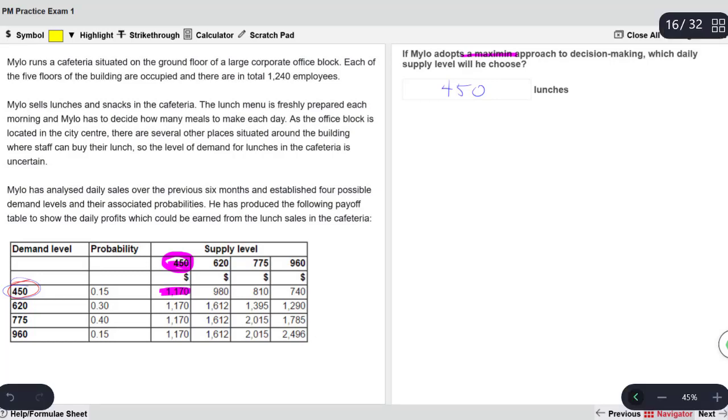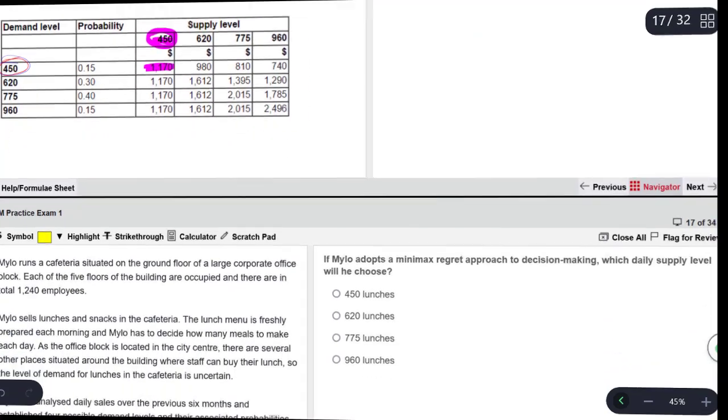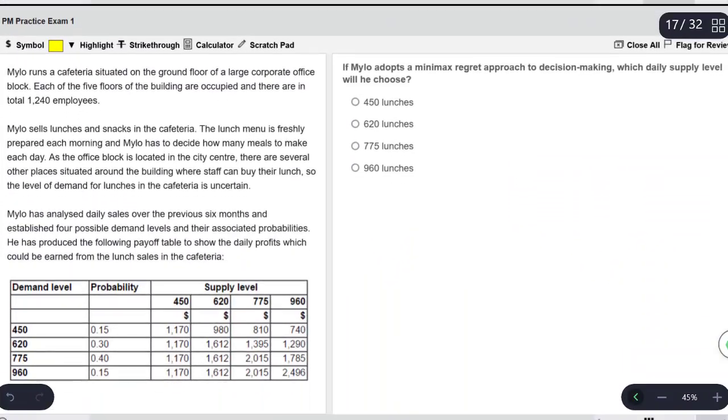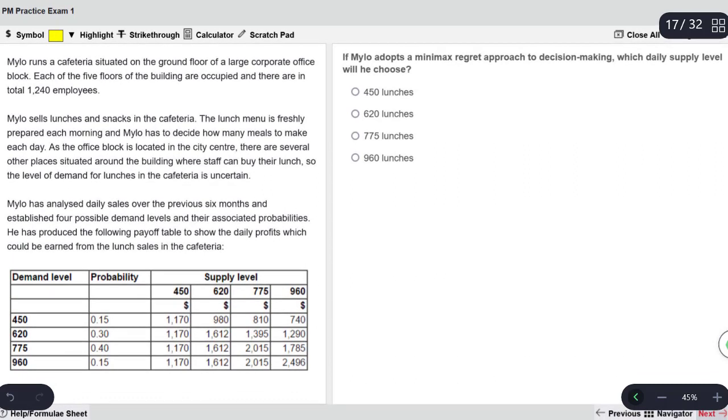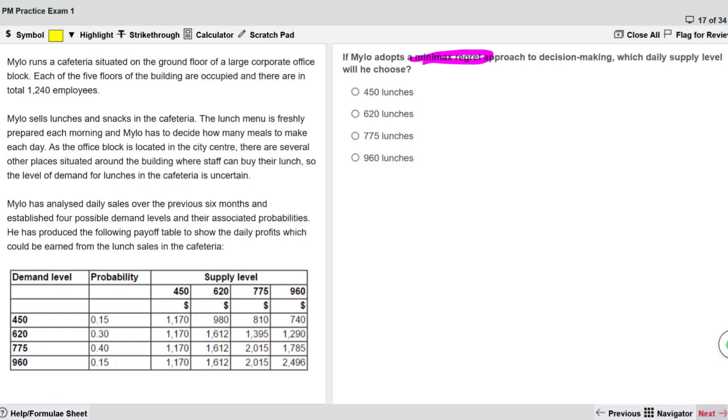Question 17. Okay, and I'm going to check out the requirement over here. If Mylo adopts the decision rule of minimax regret, what supply will I choose? Well, you guys, this is going to be quite tricky because we need a regret table. And the story here is giving me a payoff table of profits. So in order to do this, we've got to turn the profit table into a regret table.